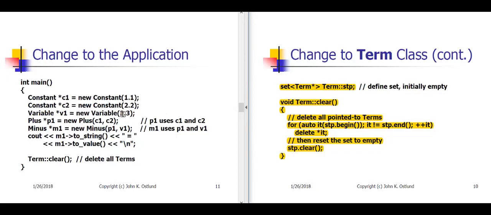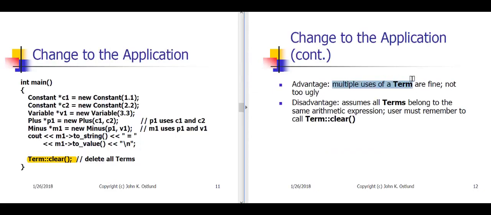But instead of having to do 5 deletes of these individual terms, C1, C2, V1, P1, and M1, we can now invoke our base class static clear function, and that will take care of deleting all of the term objects so that we as the application developer are not responsible for counting them and making sure that we get them right. So this is good. We can use any term multiple times, and that's fine. The code is not too ugly now. It's not cluttered up with a whole bunch of deletes.